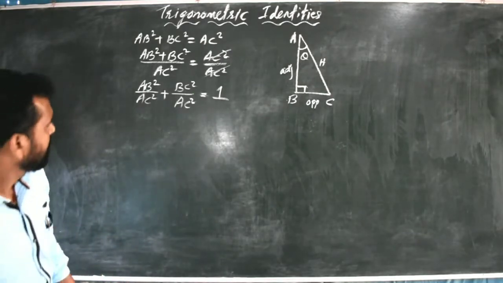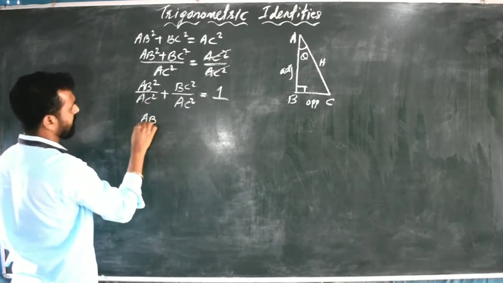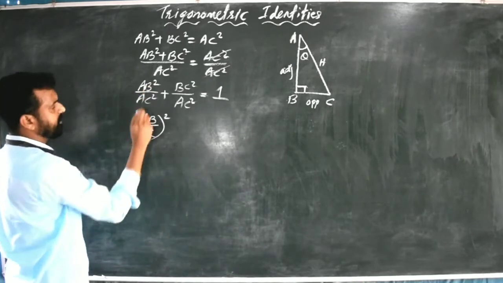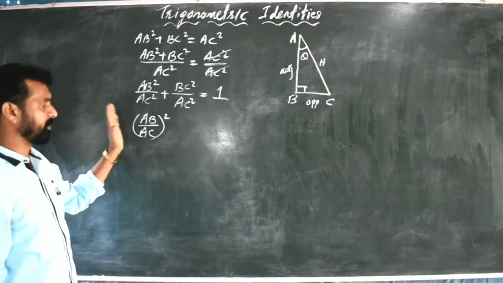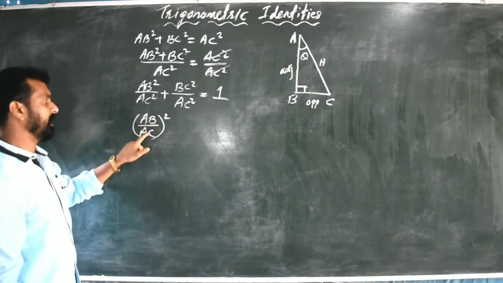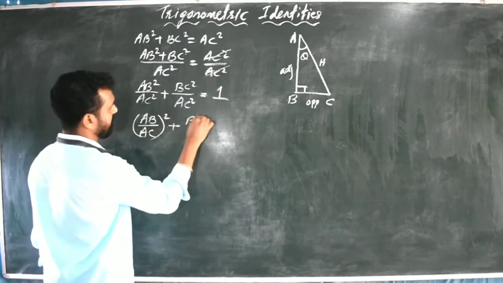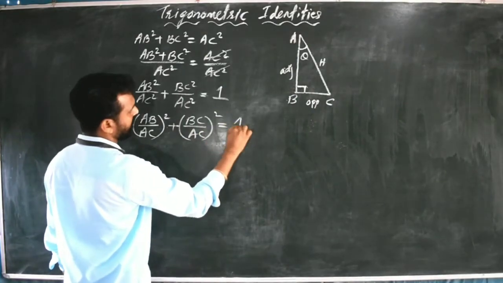Now, AB square divided by AC square: AB divided by AC, the whole square will come. In squares and square roots we have studied a formula: A square divided by B square is equal to A divided by B, the whole square. Plus BC divided by AC, BC divided by AC, the whole square is equal to 1.